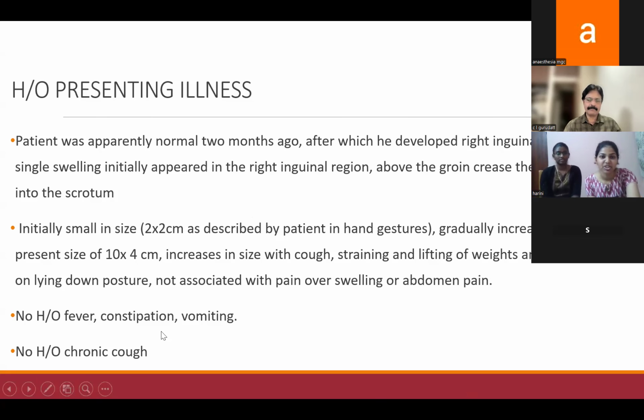History of presenting illness. The patient was apparently normal before 2 months, after which he developed right inguinal swelling. Single swelling initially appeared in the right inguinal region above the groin crease, which extended into the scrotum. Initially small in size, 2 cross 2 centimeters, as described by the patient in hand gestures, gradually increased to the present size of 10 cross 4 centimeters, which increases in size with cough, straining, and lifting of weights, disappears on lying down posture, not associated with pain over swelling or abdomen pain. No history of fever, no history of constipation, vomiting, no history of chronic cough.